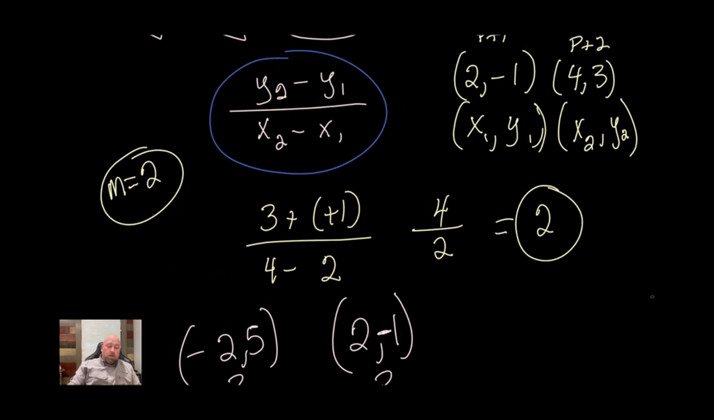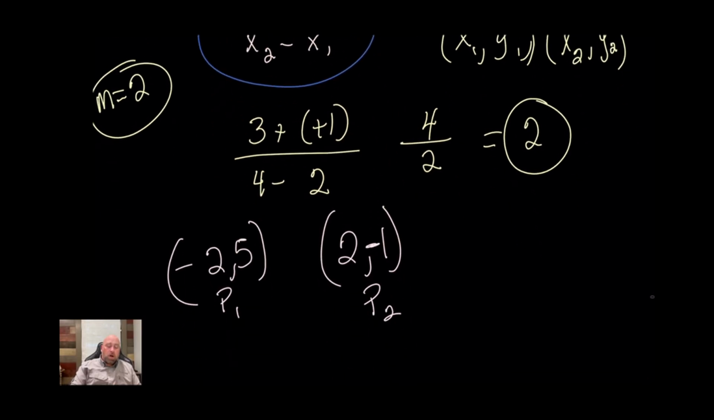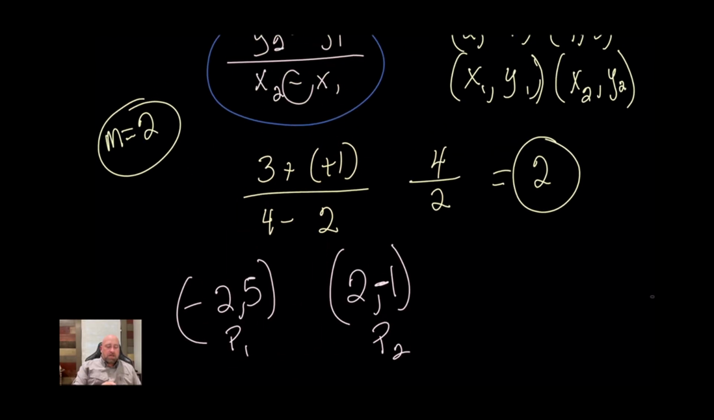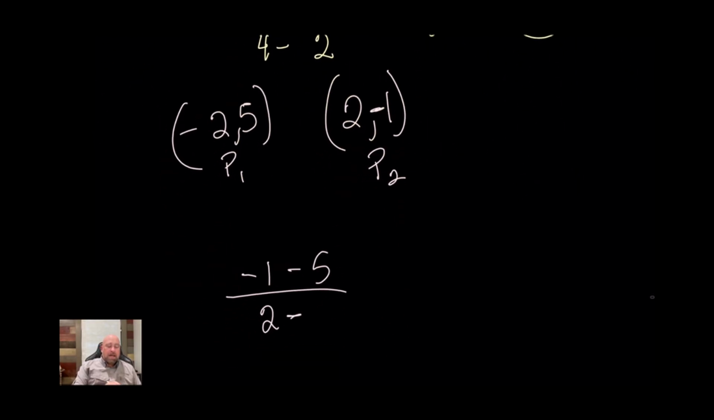So what's our formula? We'd go back up here: y2 minus y1. What's y2? y2 is right here. That's -1 minus y1, which is 5, over x2, which is 2, minus, that minus is part of the formula, so we have to put that, and then our x1 is -2. So -2, we put that in parentheses. Here on the top, if we have -1 and we're subtracting 5, we change the sign of the second and add. So -1 plus -5 gives us -6.